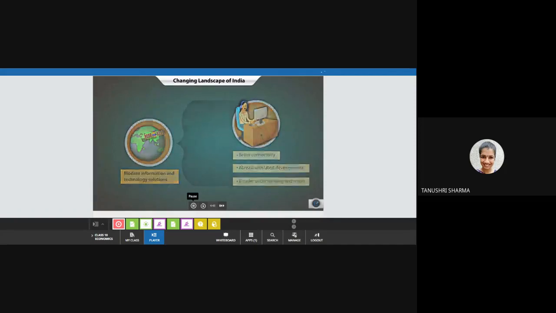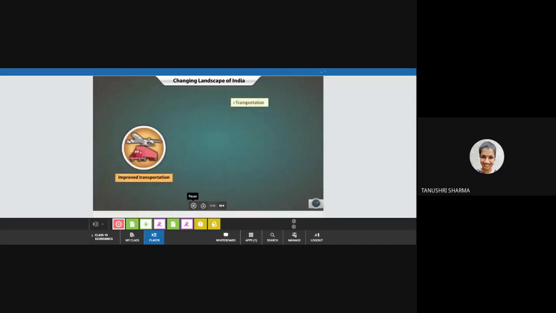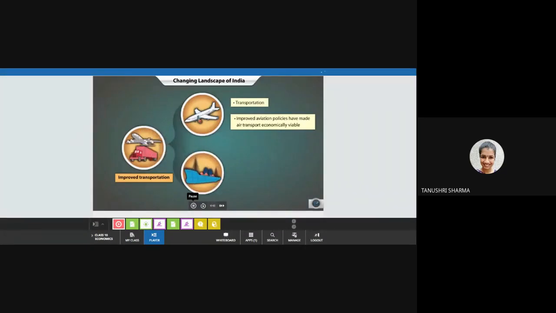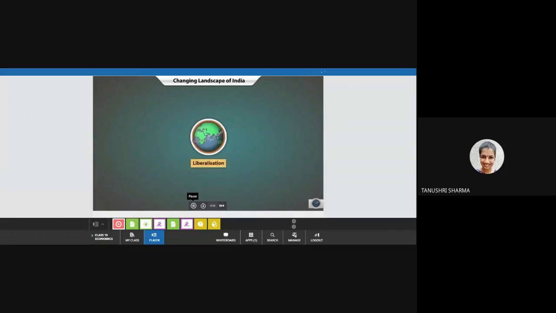With the introduction of modern means of transportation, especially improved aviation policies, air transport has become economically viable, allowing for easy flow of people and goods. Simultaneously, bulk goods can be transported in large containers from one country to another through large container ships at lower costs.